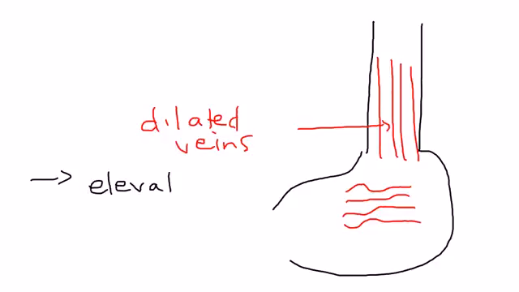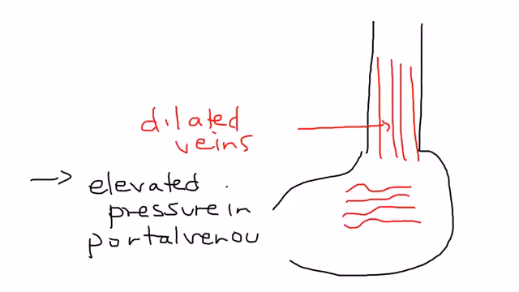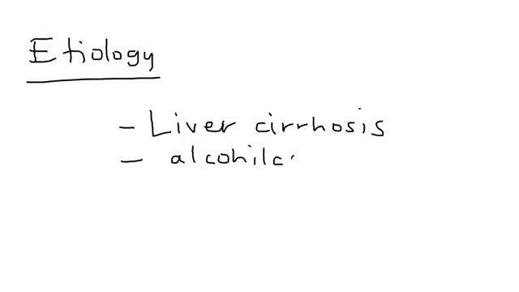Now, there's an elevated pressure in the portal venous system, and that's why these veins are dilated. Now, why does this happen? What's the cause? The most common cause of dilation in those veins leading to esophageal varices is liver cirrhosis. And in particular, most of the clinical vignettes involve alcoholism.